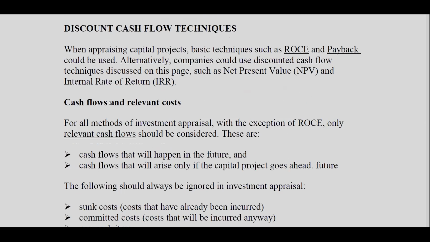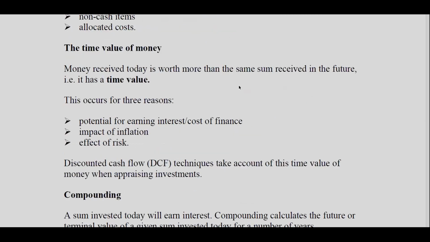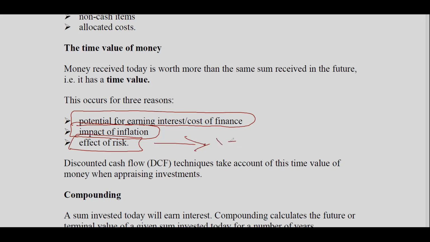The time value of money says that money received today is worth more than that same sum received in the future because it has time value. Why? Because money that we receive today is going to change as time goes on. That money could be put in the bank to earn interest. In the same way, inflation may reduce the purchasing power of that money, and then there may be risk, the chance that that money may vary as time goes on.